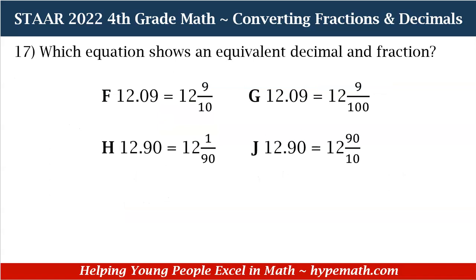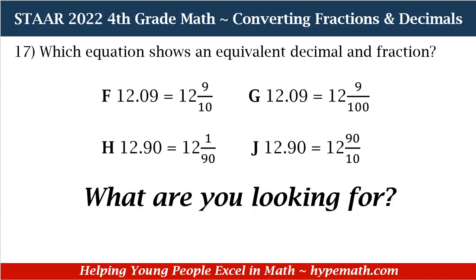Which equation shows an equivalent decimal and fraction? Oh, we got this because we know how to do both. Is it F, 12.09 is equal to 12 and 9/10? Is it G, 12.09 is equal to 12 and 9 over 100 or 9/100? Is it H, 12.90 is equal to 12 and 1 over 90? Or J, 12.90 is equal to 12 and 90/10? What's our most important question?